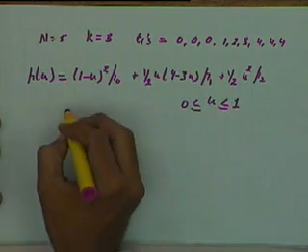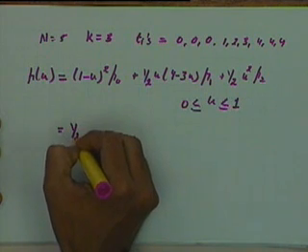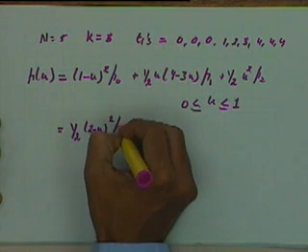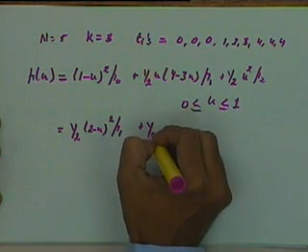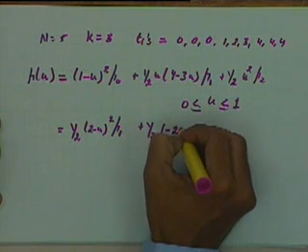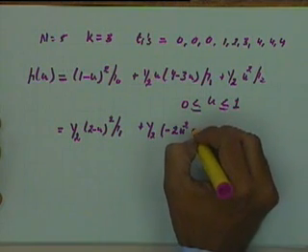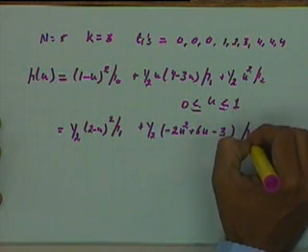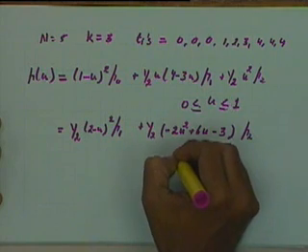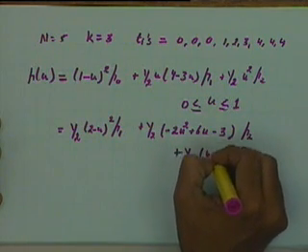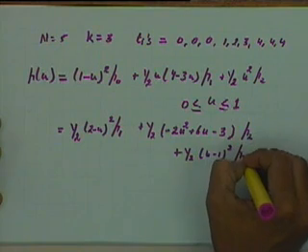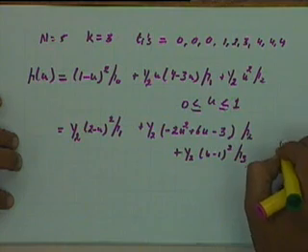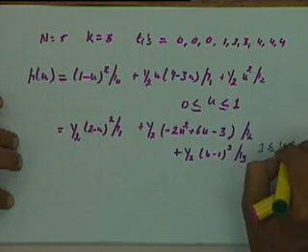Okay. This will be equal to, the curve will be half of (2 minus u) whole squared times P1 plus half of (minus 2u square plus 6u minus 3) times P2 plus half of (u minus 1) whole square times P3. Okay, this is when u is between 1 and 2.